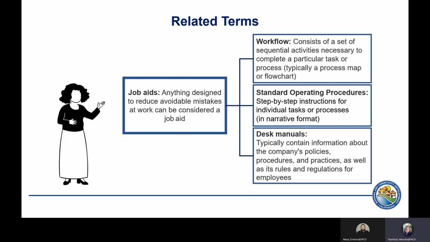The workflow really consists of a set of sequential activities that are necessary to complete a process, and these are usually represented in the form of a process map or flow chart. The SOPs, as we already mentioned, are those step-by-step instructions, usually in a narrative format. And desk manuals are typically everything about an employee's work and workplace. So they tend to contain information about company policies, procedures, and practices, as well as its rules and regulations.